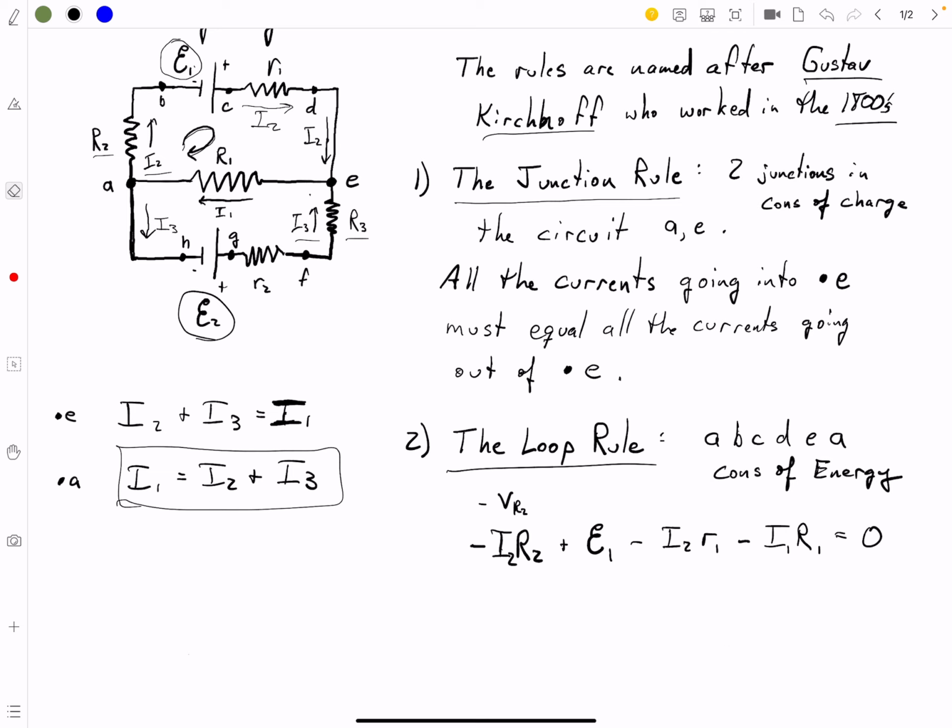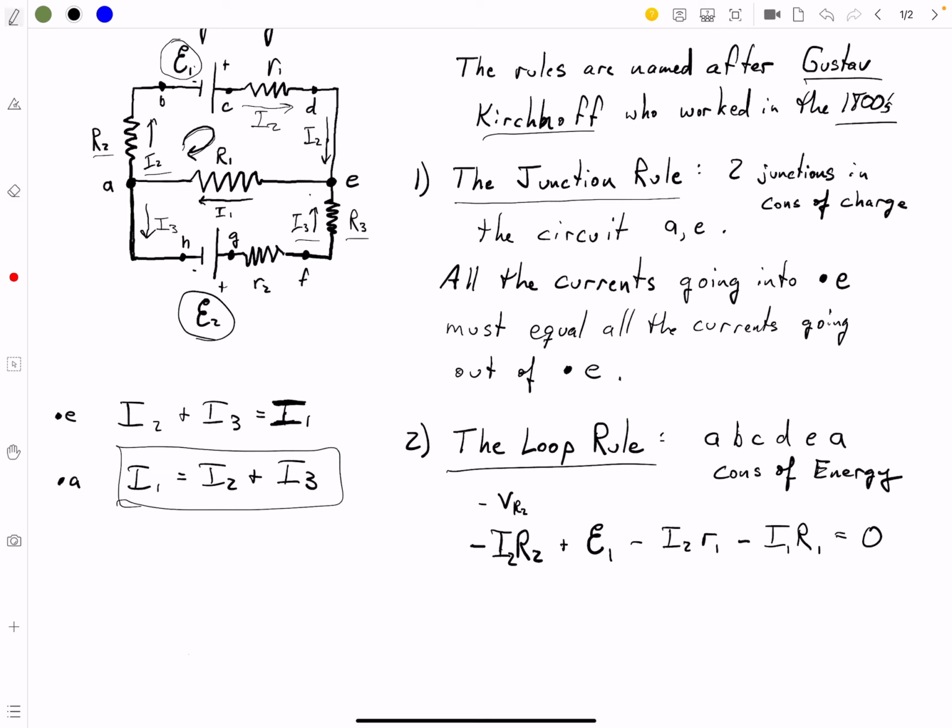And that's how many pieces of equipment we have along the way. We've got R2, we've got EMF 1, we've got our internal resistance 1, and then we've got the main resistor R1. So that's our 4 things: 1, 2, 3, 4. We've done it. That's one loop. Let's do the other loop.